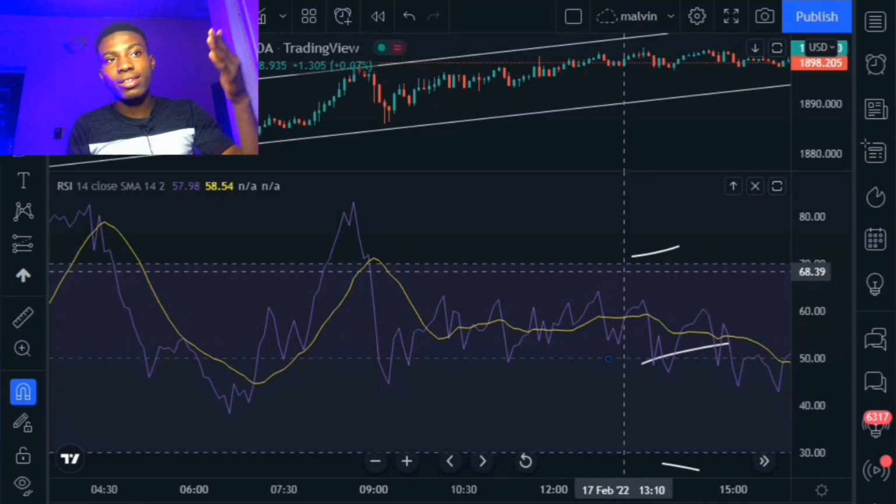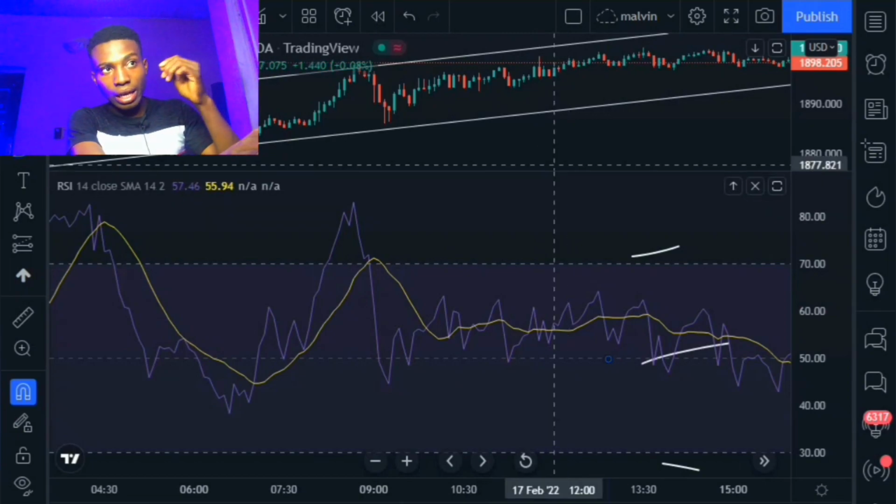Whenever we see price at the 30 mark, we're actually expecting price to go up. So this is just a little nutshell explanation of what the relative strength index is about. Let me show you guys how this actually applies on the chart.